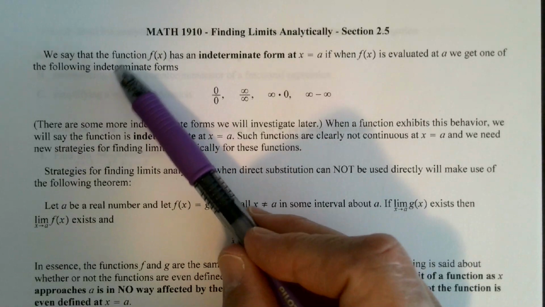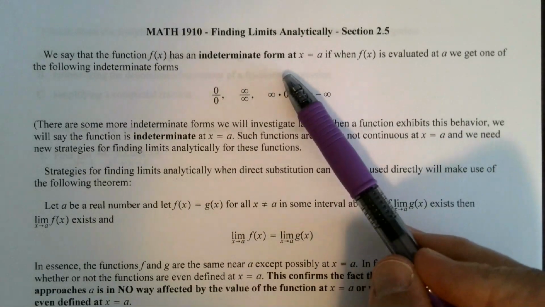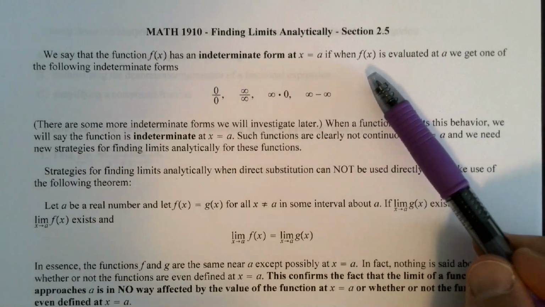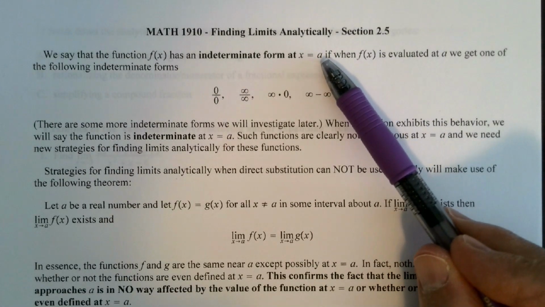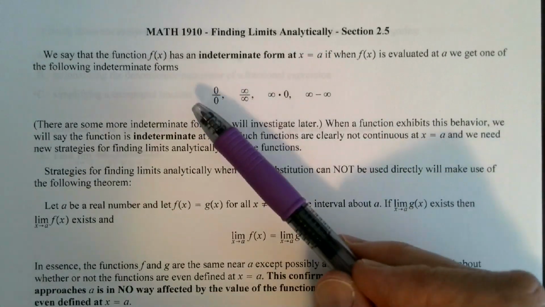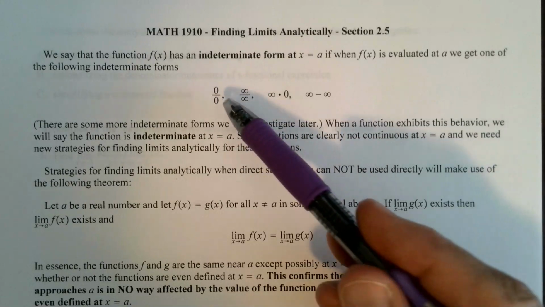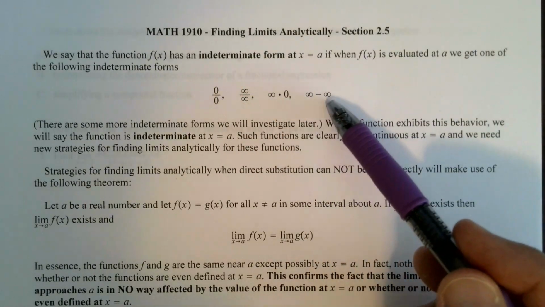So what do we mean by indeterminate form? We say a function has an indeterminate form at x equal a if when we evaluate the function at x equal a, in other words, we plug it in, where a is some number, some fixed value, then we get one of the following forms: 0 divided by 0, infinity divided by infinity, infinity times 0, or infinity minus infinity.